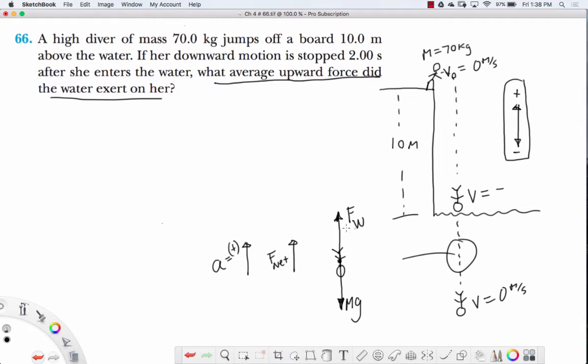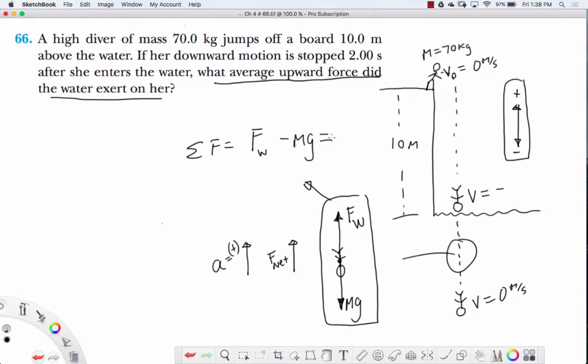So how do we figure out the force of the water? Well, what comes after the free body diagram? Sum the forces. So we're going to sum the forces. Force of water is positive, since up is positive, minus mg down, right? So this is the sum of the forces, and what is the sum of the forces always equal to? ma.